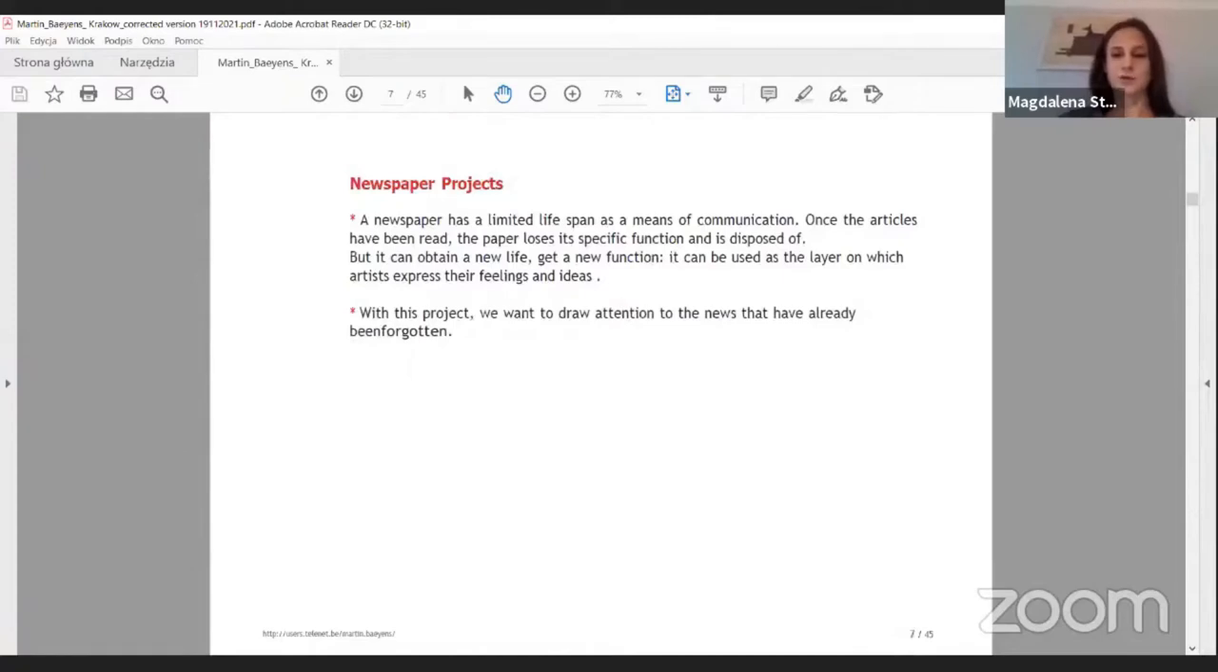First was the newspaper project. A newspaper has a limited lifespan as a means of communication. Once the articles have been read, the paper loses its specific function and is disposed of. But it can obtain a new life, get a new function. It can be used as the layer on which artists express their feelings and ideas. With this project, we want to draw attention to the news that has already been forgotten.